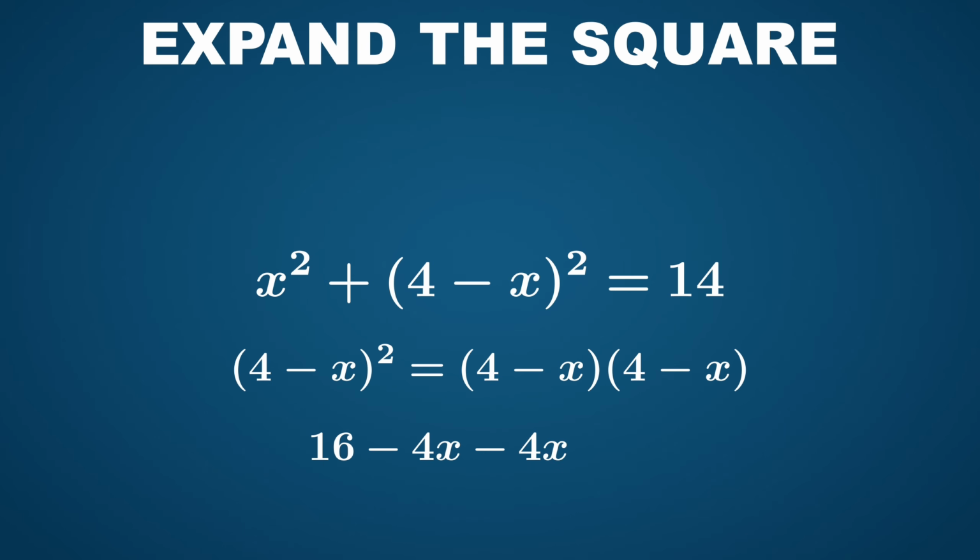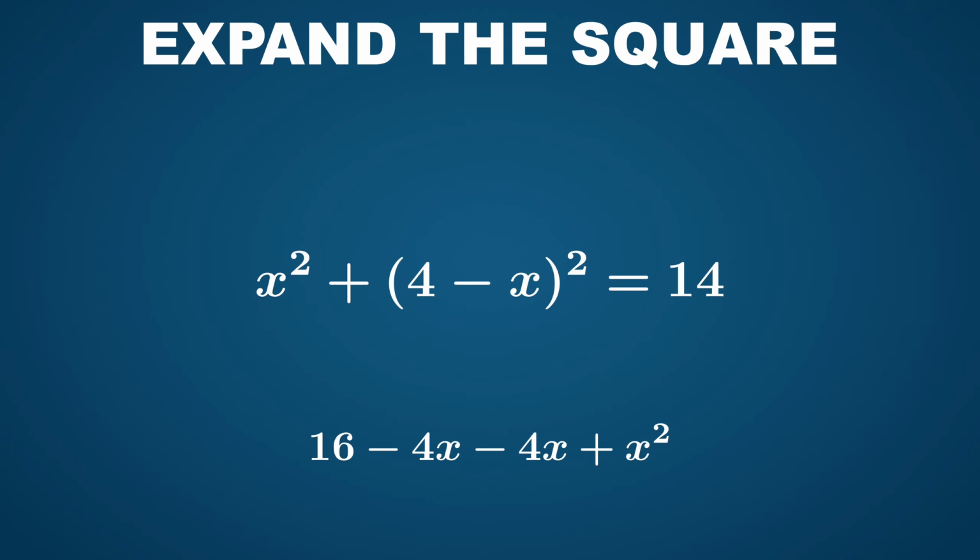Finally, we multiply the second term of the first group, negative x, by the second term of the second group, which is also negative x. When we multiply a negative by a negative, the result is positive. Multiplying x by x yields positive x squared. We now have a series of 4 terms representing our expanded binomial. The terms are 16 minus 4x minus 4x plus x squared.